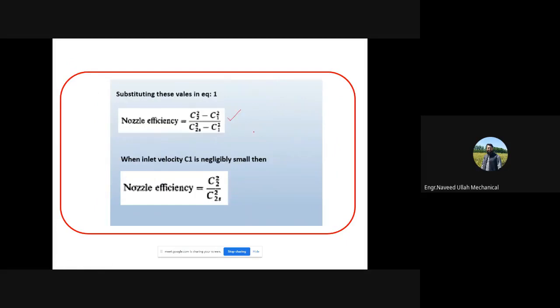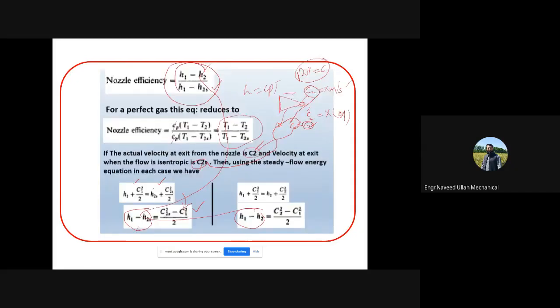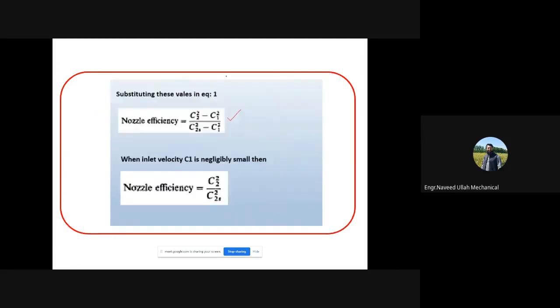Okay, and I told you this is your nozzle efficiency. If you want this in terms of temperatures, it has this formula. If you want this in terms of enthalpy, it has this relationship. And if you want the nozzle efficiency in terms of the velocities, you have this relationship. And we discussed that this C1 is, in most cases, equal to zero.